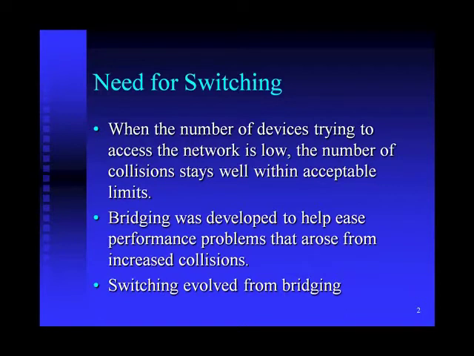When the number of devices trying to access the network is low, the number of collisions stays well within the acceptable range. If I have just 5-10 computers plugged into a hub, which would be one big collision domain, the number of collisions is going to be relatively small, and that's acceptable. But the more computers you add to that hub, the more collisions are going to happen and the more detrimental it's going to be to your network.